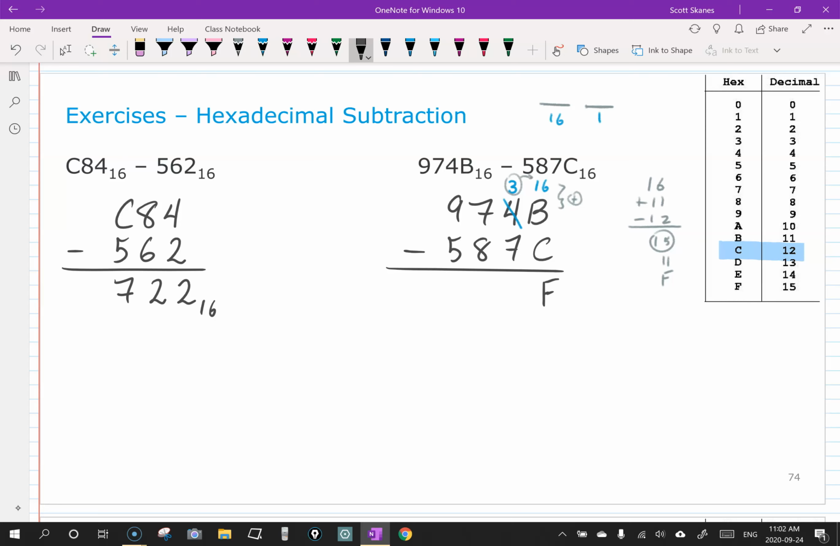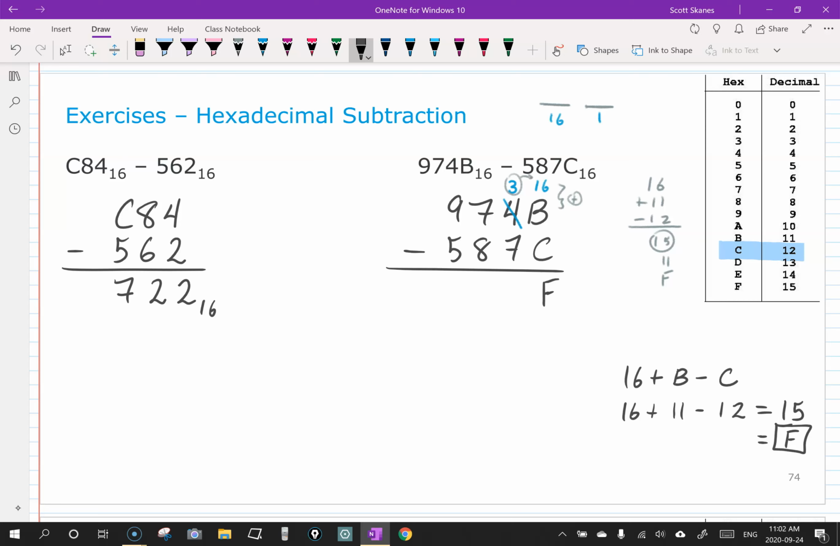So that's a lot of stuff going on in one step. But let's think about it clearly. Anytime it has a letter, we need to think of it as a number first. So it's 16 plus B, B being 11, then minus C, C being 12, which is 15. 15 is F. I'll write it out one more way. I'm just dealing with this first column, okay? It's the same as saying 16 plus B minus C, which is the same as 16 plus 11 minus 12. And 16 plus 11 minus 12, once again, is 15, and 15 is F.